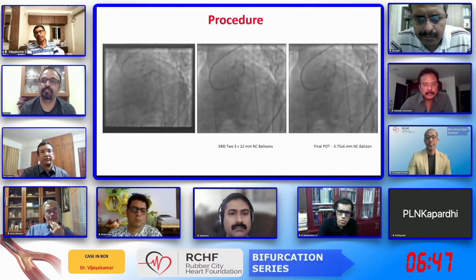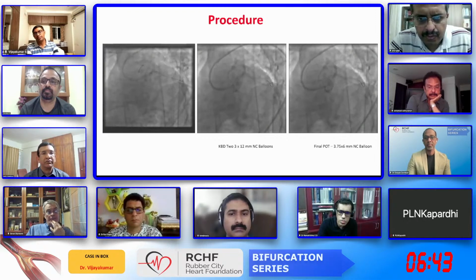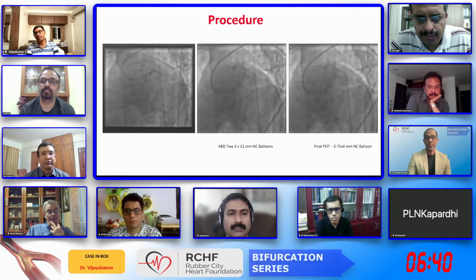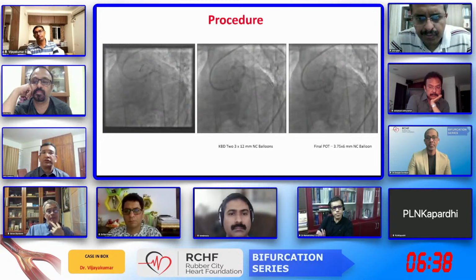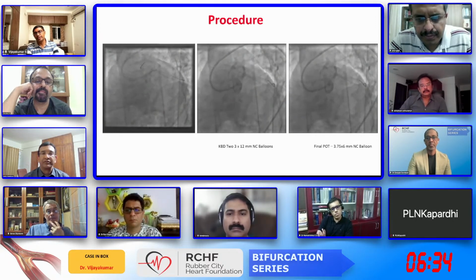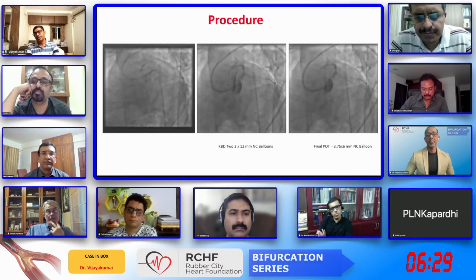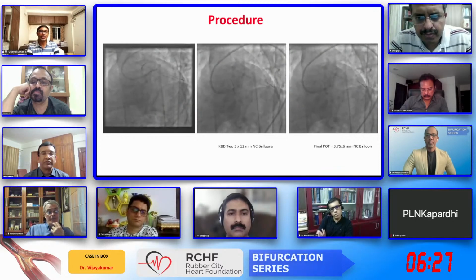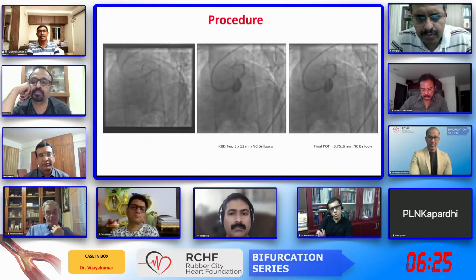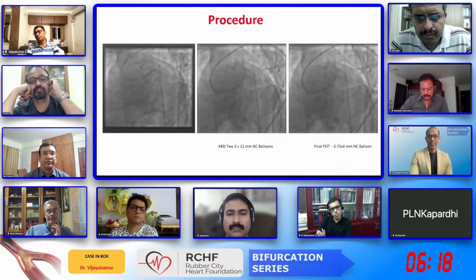It was a sequential and a simultaneous inflation: side branch, then main branch inflation, and then simultaneous. What pressures did you go to? Sequential, it is 18, 18, and simultaneous with 12, and simultaneous deflation. I think the current preference is to dilate the side branch first, then the main branch, then deflate simultaneously. I think that is what the EBC also recommends. And again, we did a final POT with a 3.75/6 same balloon.